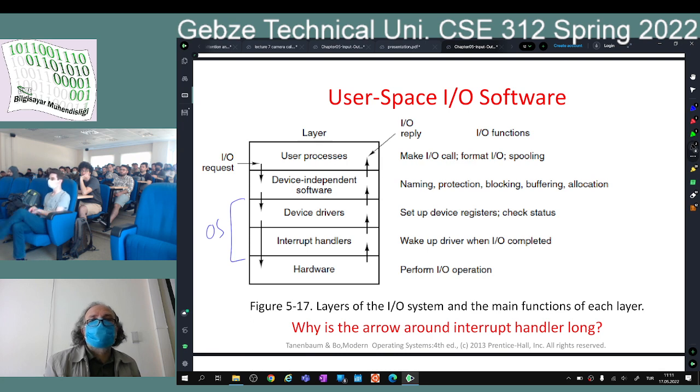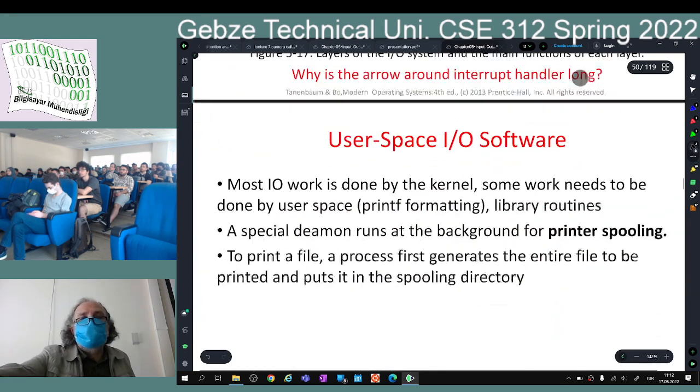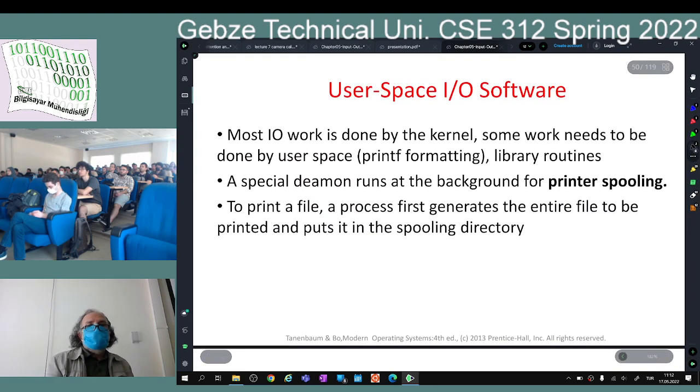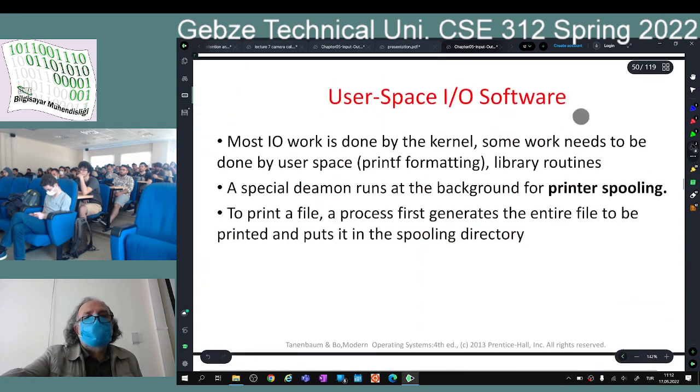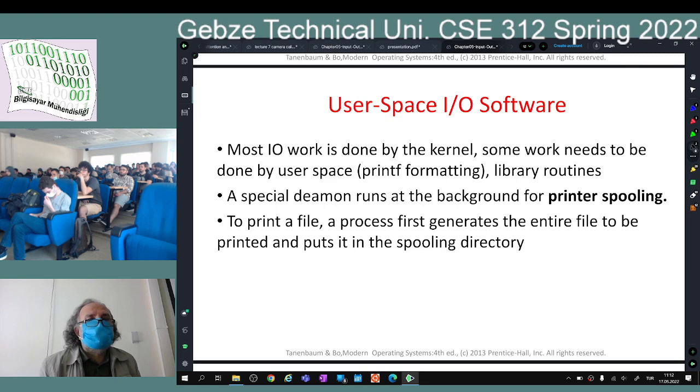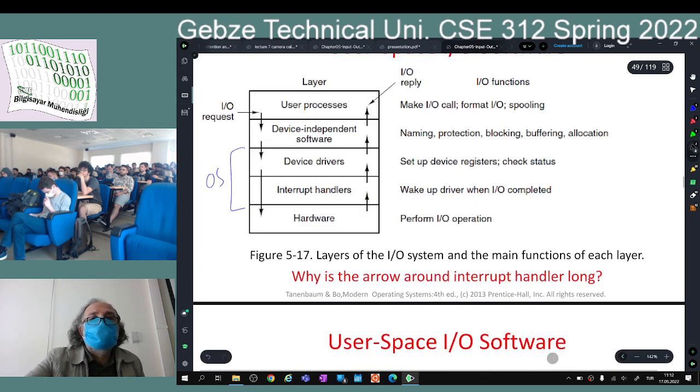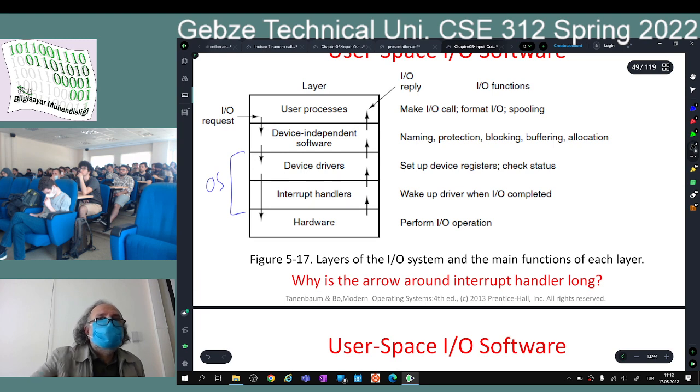Good. So this is the user space I/O software. Let me move on. When we are following this picture, most of the I/O is done by the kernel, and some work needs to be done by the user space. In user space, I do some stuff like, remember our printf function. Printf means print formatted. Formatting is done in the user space in the I/O libraries, not in the kernel mode.